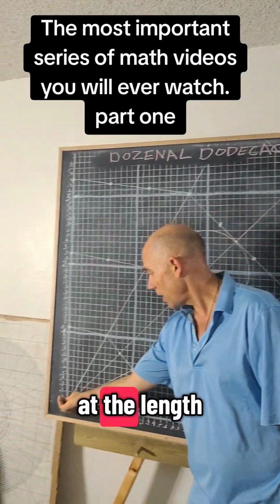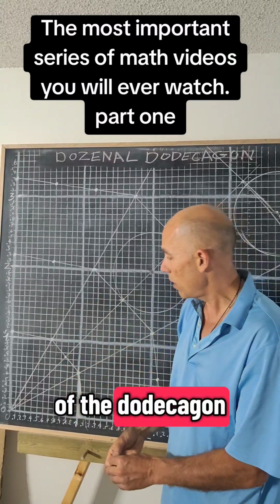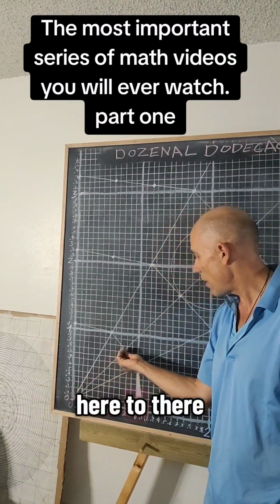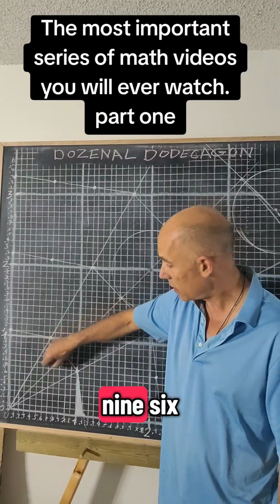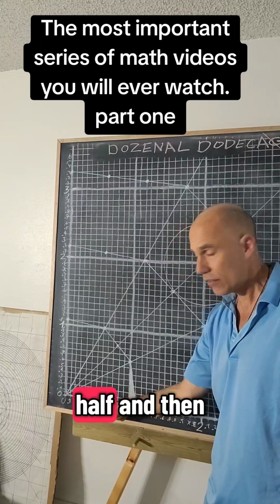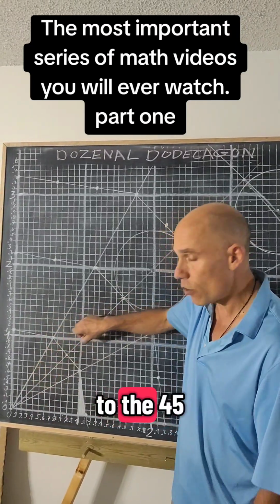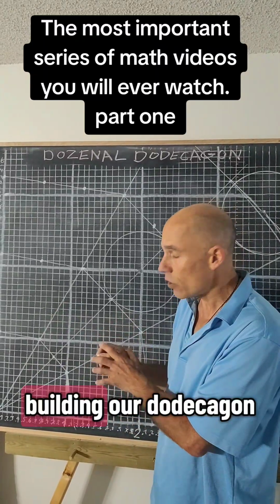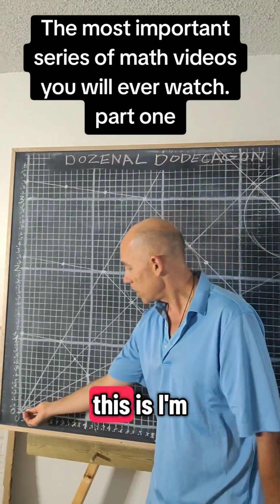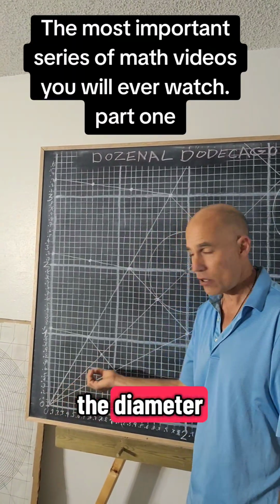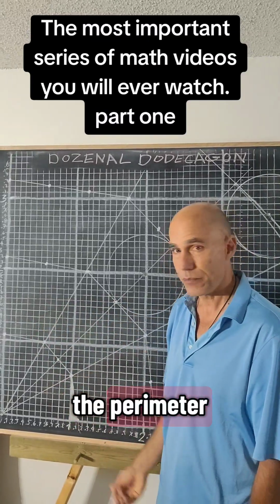So next we want to look at the length of this middle line where it is intersecting that section of the dodecagon. The length from here to there is the length of 0.96 root 2. So the coordinates of that point there is 0.96, go over 0.9 and a half, and then up 0.9 and a half. You can see again this line here is perpendicular to the 45-degree line. So we are building our dodecagon, or the dodecagon is already built in units of square root of 2. I'm going to refer to this as the diameter, or the radius and diameter of the dodecagon. And of course, this is the perimeter.